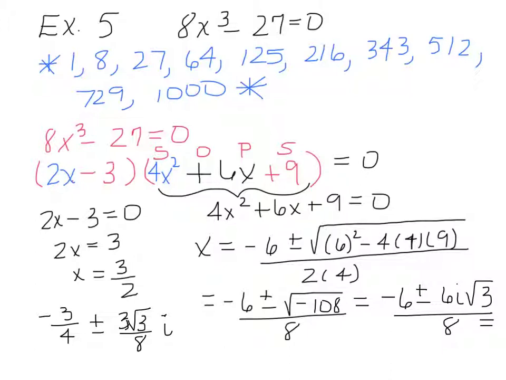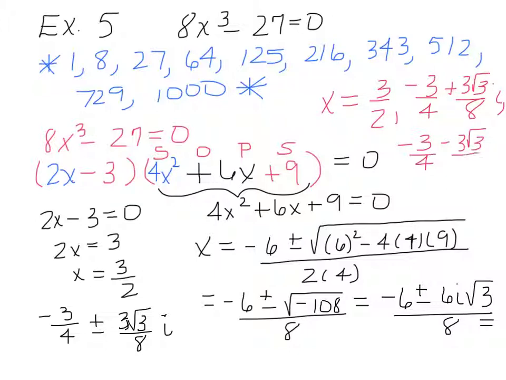So my three answers are, I'll write it at the top. x equals 3/2, negative 3/4 plus 3 square root of 3 i over 4, and negative 3/4 minus 3 square root of 3 i over 4. Okay, so that's how you do it. You've got to know your perfect cubes, though, to know when to do sum or difference of cubes. And I think we've covered all of the factoring that you're going to encounter in this section.